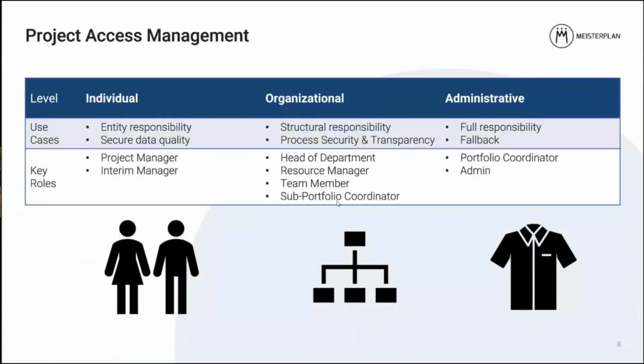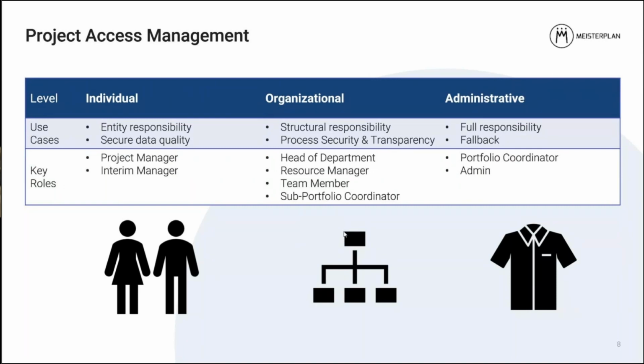We at Meisterplan are thinking about project access on 3 levels while considering key roles: individual, organizational, and administrative. The individual level of project access serves to map entity-level responsibility and hence secure data quality. You can think of it as making sure that at least the one person who helms the project can see and edit data about it. This level is typically assigned to roles like the project manager or step-ins.